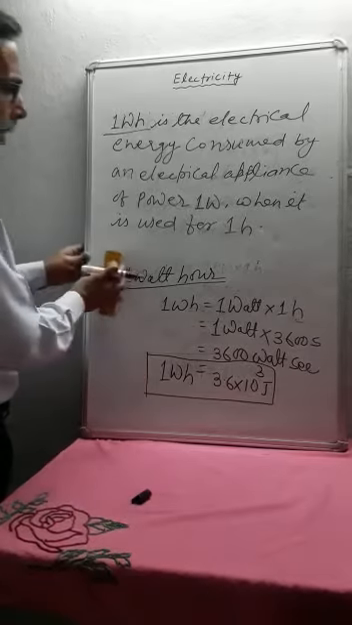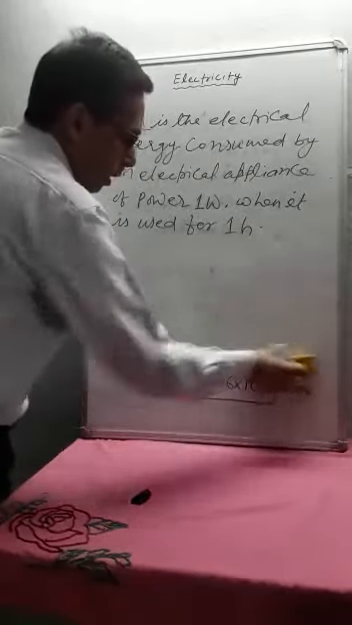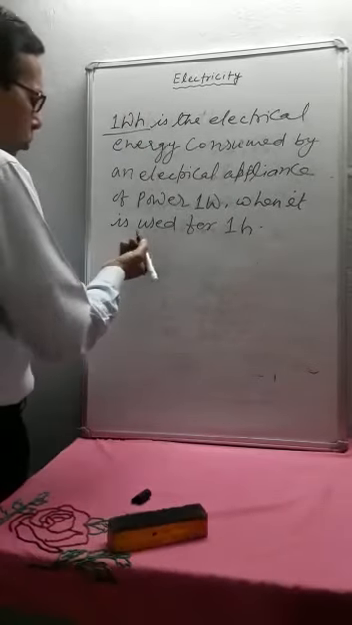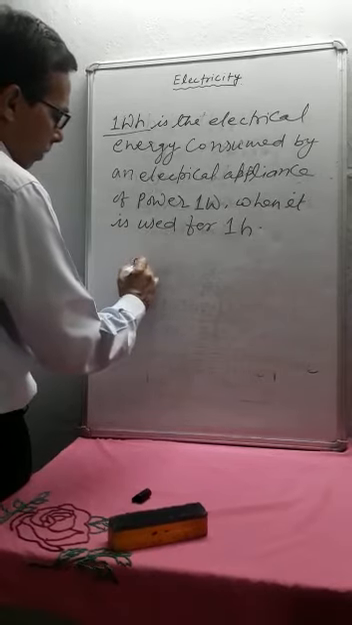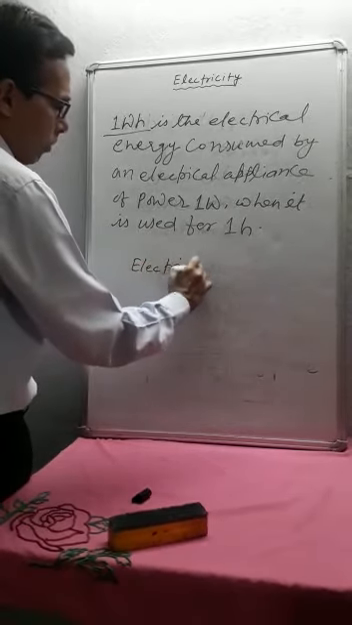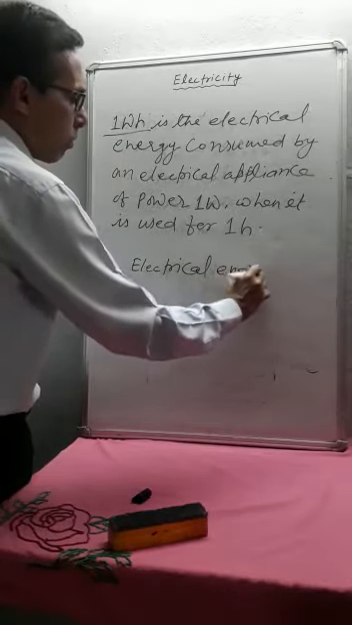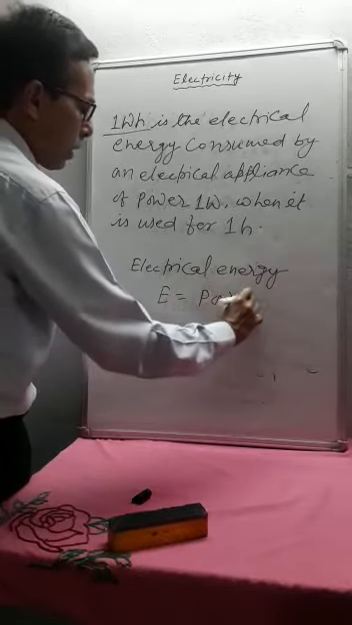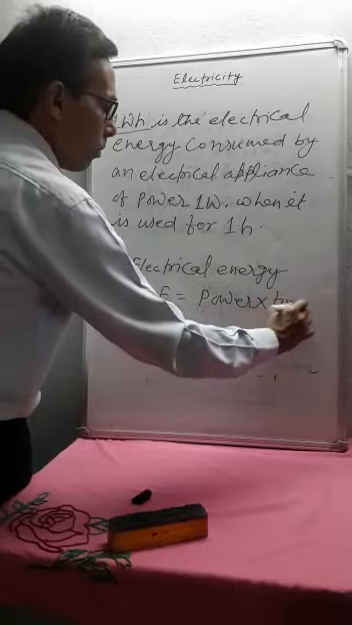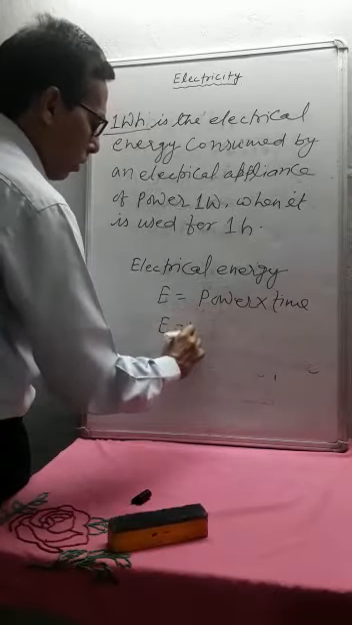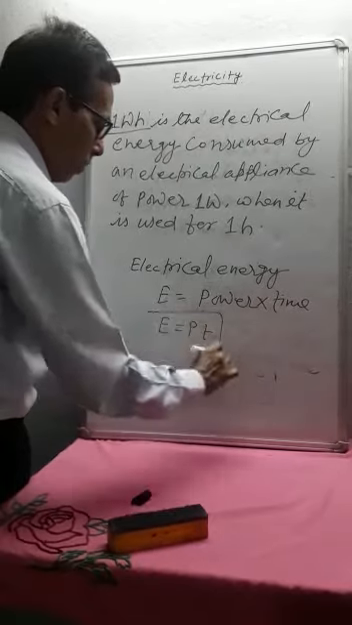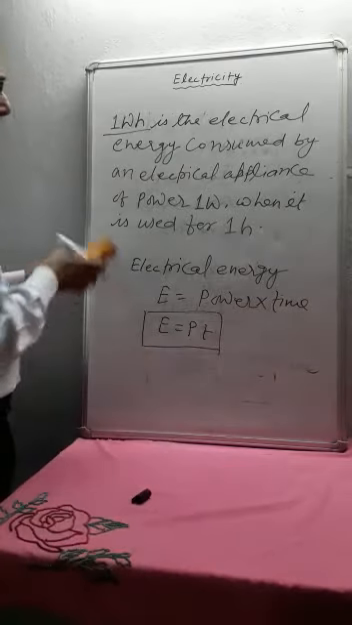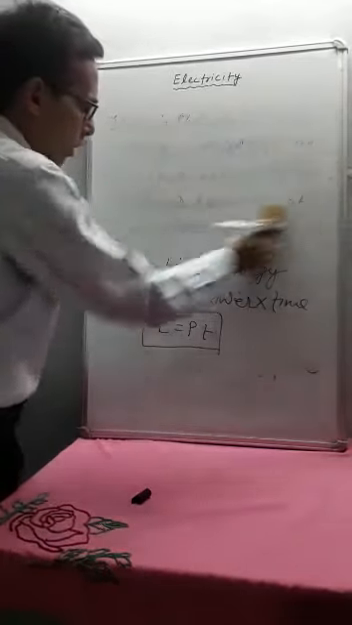Now we can solve the various problems which are based on the electrical energy. So what is the formula for the electrical energy? Electrical energy consumed, that is E is equal to power into time. That is E is equal to PT. This is the important formula to solve the numericals. Now we can solve one example by using this formula.